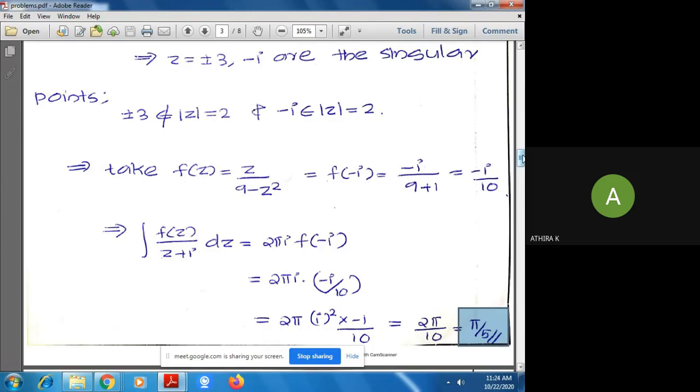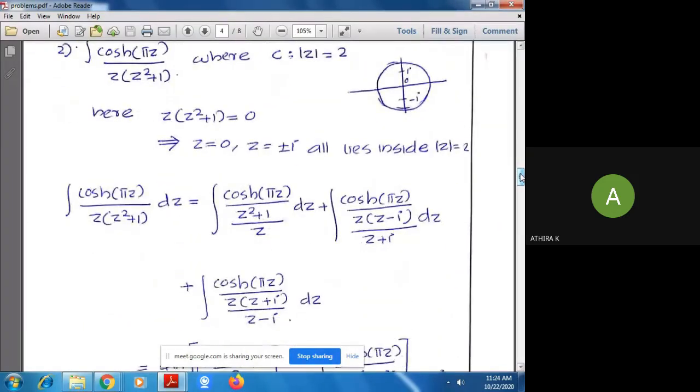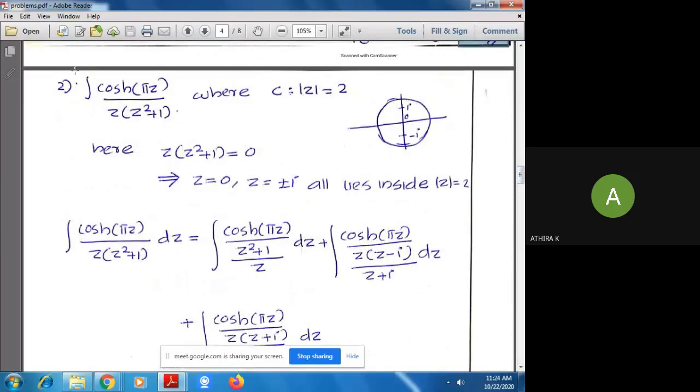Now move to the next problem. Evaluate the integral of cosh(πz) divided by z(z² + 1), where C is the circle |z| = 2. We want to find the value of this integral of cosh(πz) divided by z(z² + 1), where C is the circle |z| = 2.